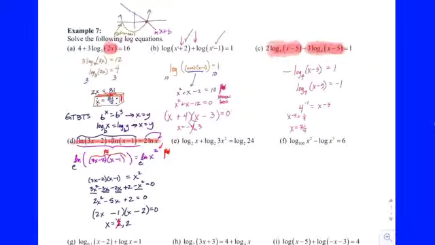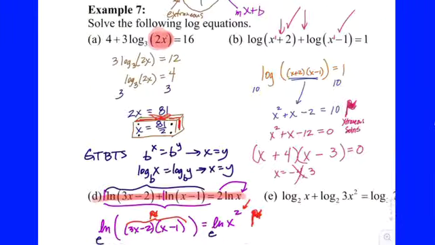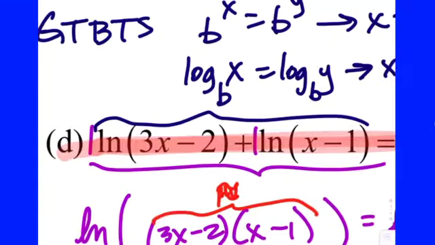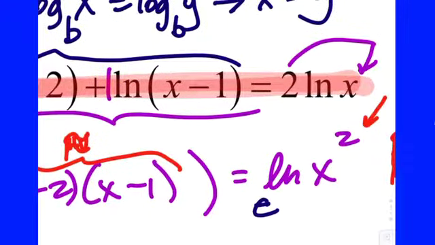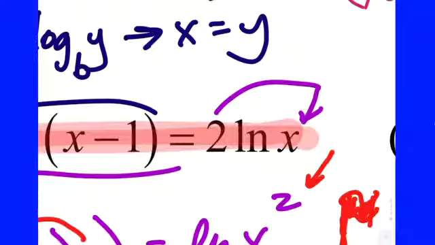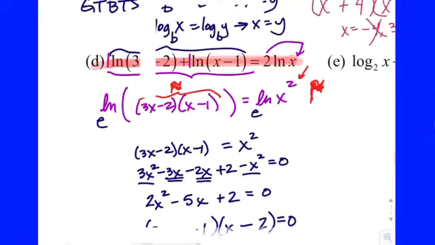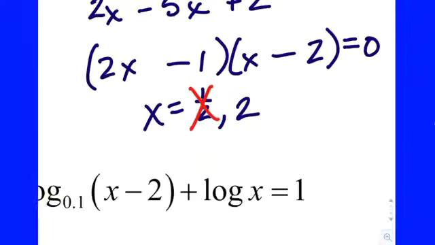And then 2, let's see if 2 works. 3 times 2 is 6. 6 minus 2 is positive. Who cares? Yeah. 2 minus 1 is positive. Who cares? And over here, you plug in a 2 for x and you get positive. Who cares? So the 2 works. Okay.